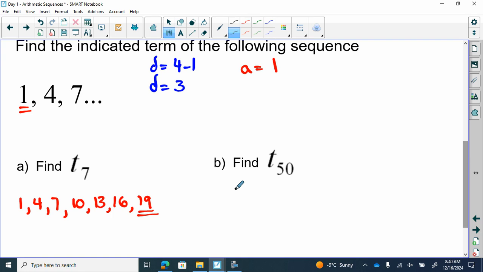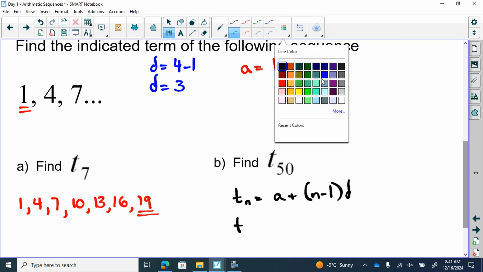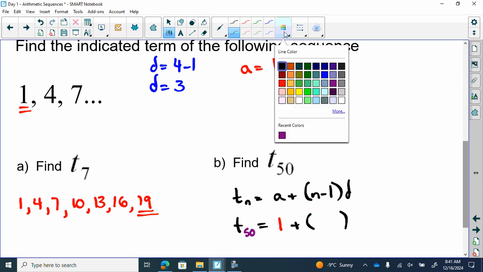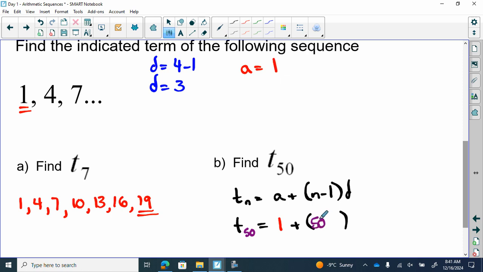What I can do is I can use this formula. Tn is equal to A plus n minus 1 times the common difference. If I want to find term 50, what are they telling me to replace the n with? 50. What's A? That was given above. In brackets, I'm going to write 50 minus 1. Does everyone understand why I'm replacing the n with a 50? If that n became a 50, this n becomes a 50. And what is the common difference? 3.